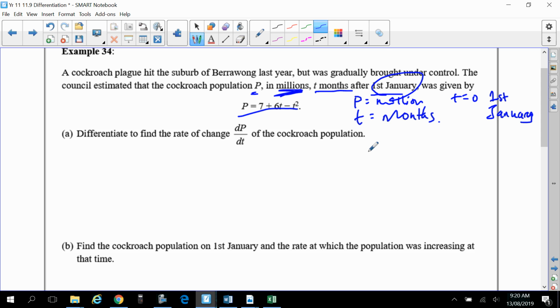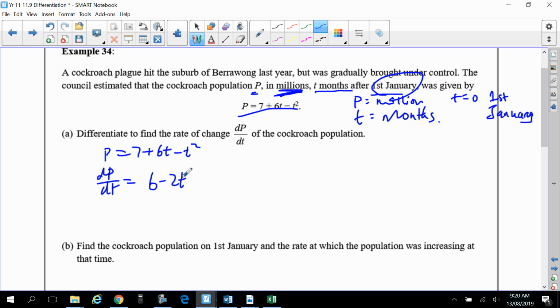So we're going to look at A, differentiate to find the rate of change dP/dt of the cockroach population. The first question, probably 1 mark in the exam, easy, differentiate. Who can't do that after such a long course on differentiation? So dP/dt equals, it's important to write dP/dt instead of P dash, because clearly you're differentiating with respect to t. So the answer will be 6 minus 2t. All right, pretty straightforward, nothing exciting.